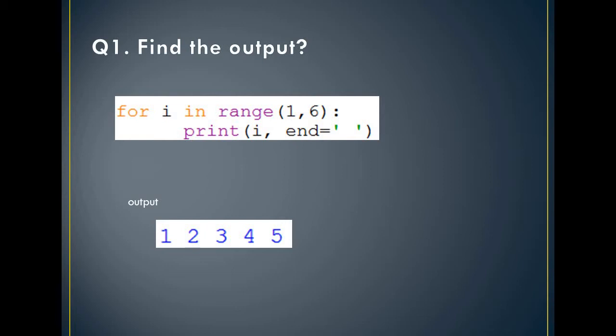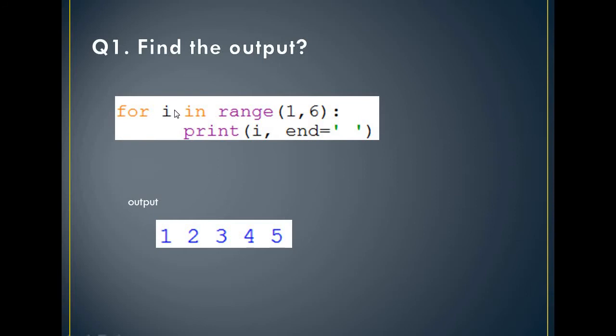for i in range(1, 6): print(i). To answer this question, you must know what the range function is. The range function is mainly used to generate a sequence of values. Here two parameters are given, 1 and 6. 1 is the starting value and 6 is the stop value or ending value.